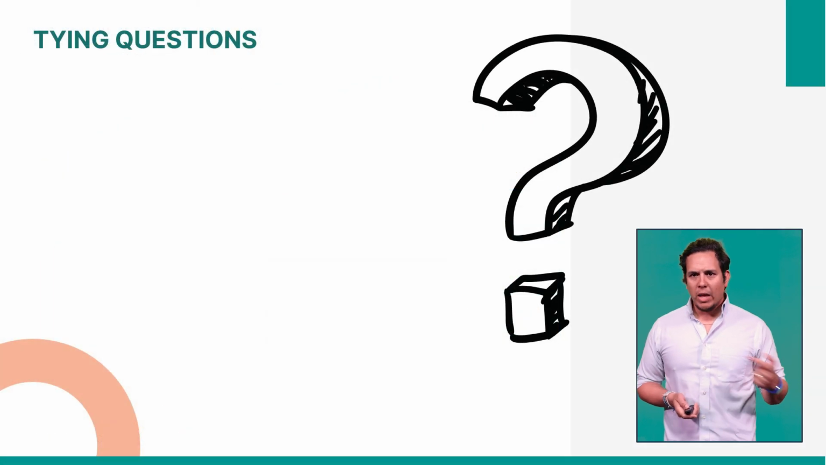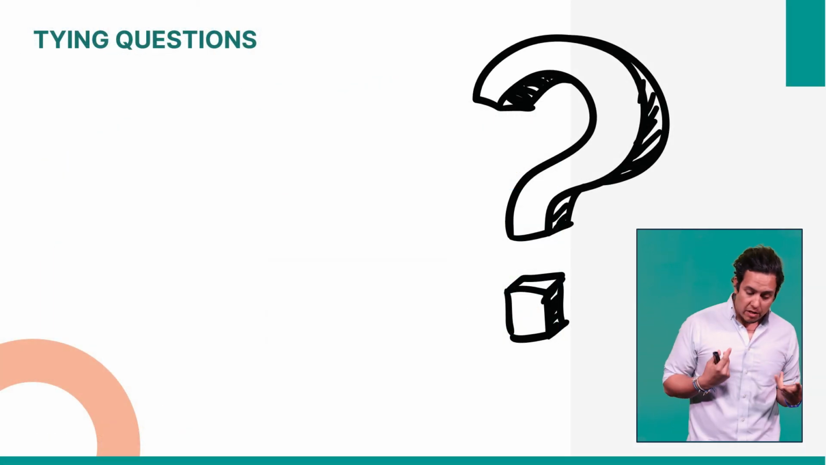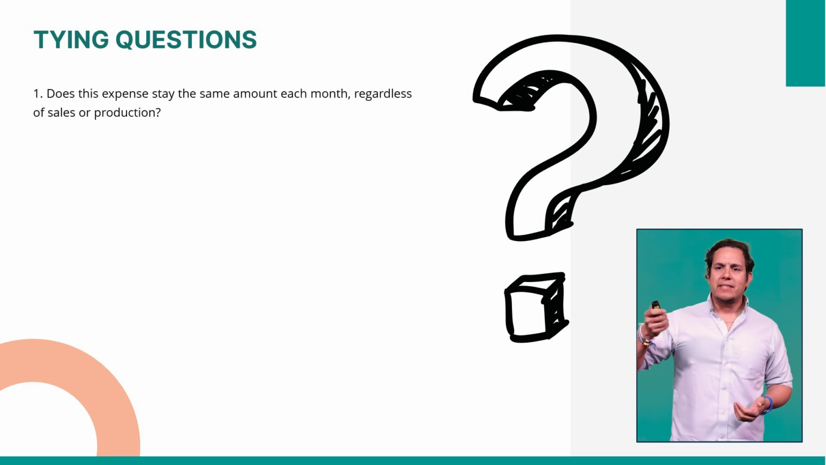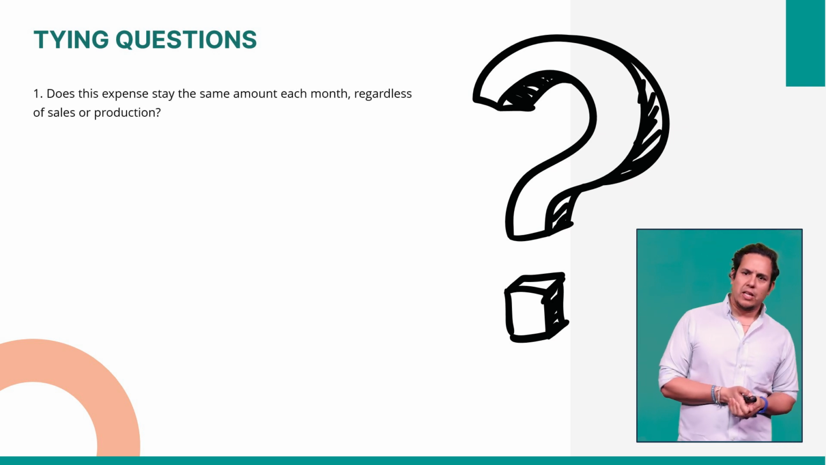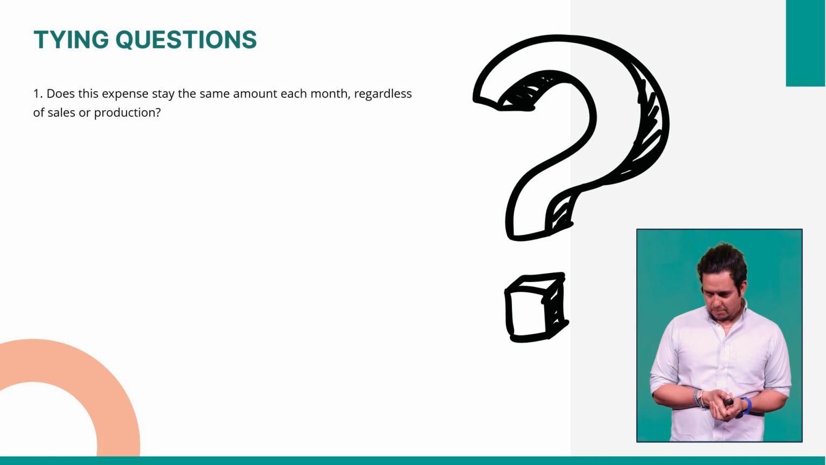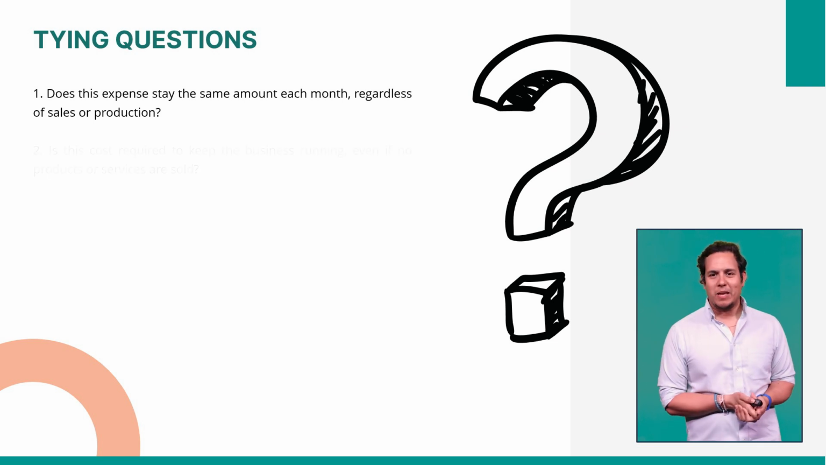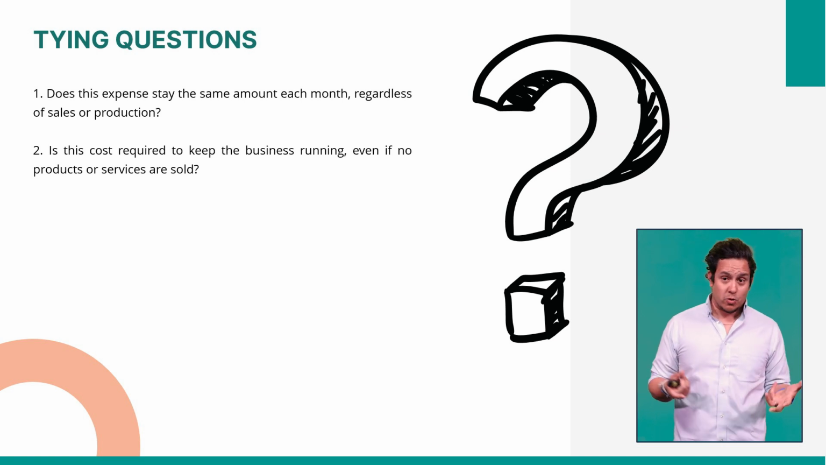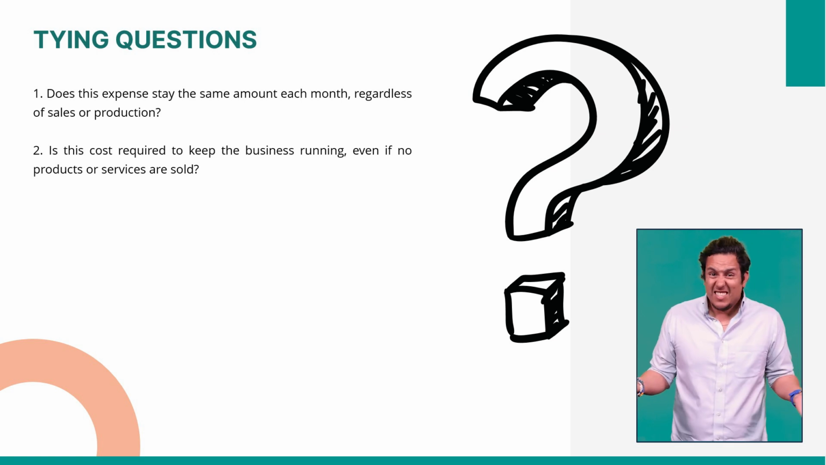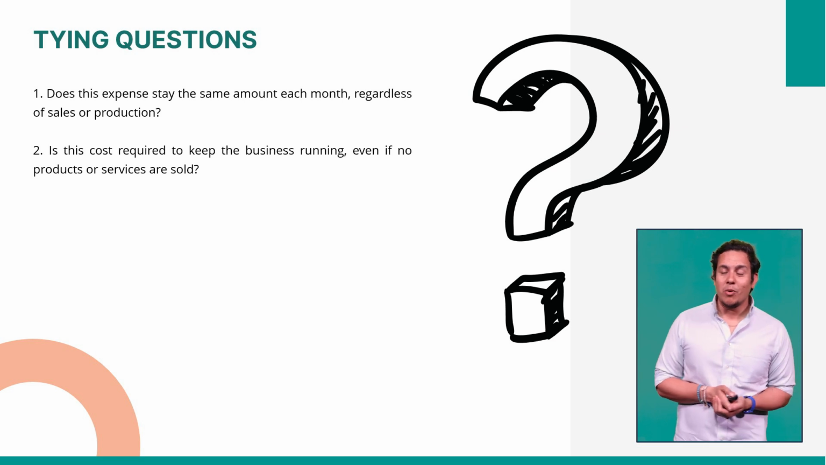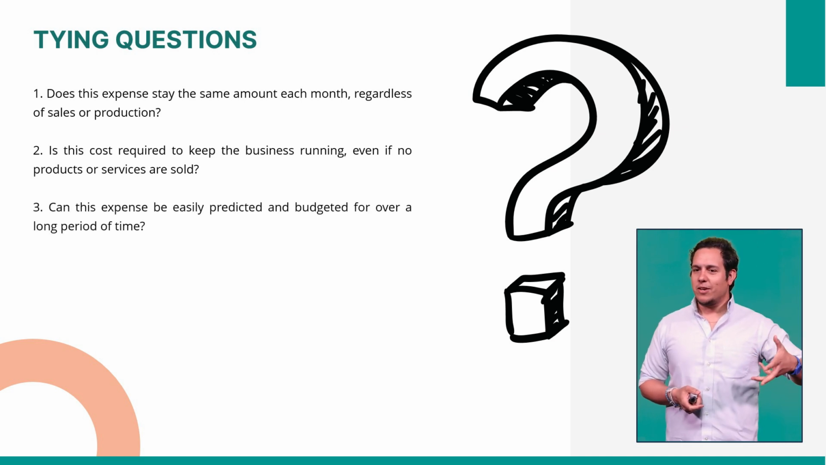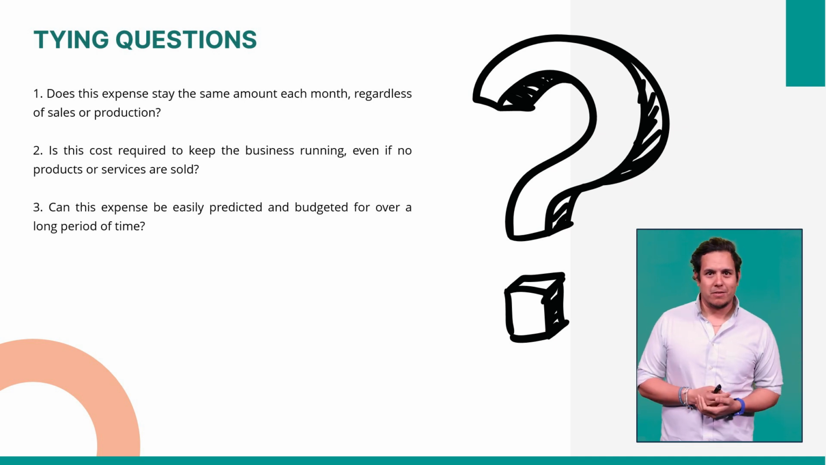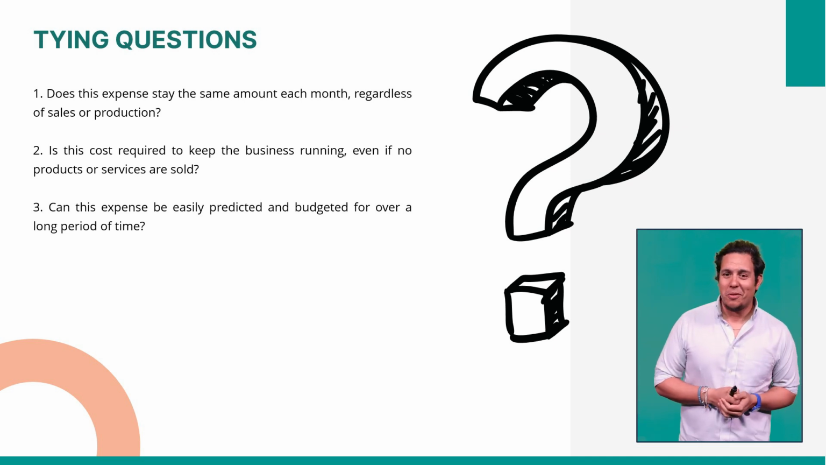Tie-in questions. Some of the questions that you can ask yourself to start categorizing these expenses: does this expense stay the same amount each month, regardless of sales or production? If yes, more than likely it's going to be a fixed expense. Is this cost required to keep the business running, even if no products or services are sold? If yes, fixed expense. Can this expense be easily predicted or budgeted for over a long period of time? If yes, fixed. Budgeted. Easy.